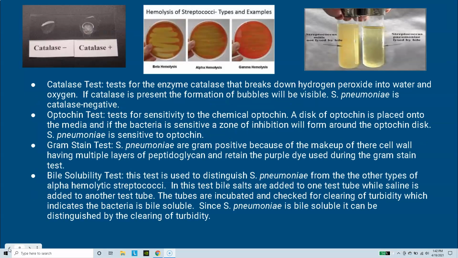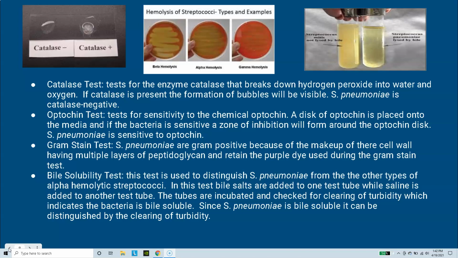The catalase test tests for the enzyme catalase that breaks down hydrogen peroxide into water and oxygen. If catalase is present, the formation of bubbles will be visible. Streptococcus pneumoniae is catalase negative. The optochin test tests for sensitivity to the chemical optochin. A disc of optochin is placed onto the media, and if the bacteria is sensitive, a zone of inhibition will form around the optochin disc. Streptococcus pneumoniae is sensitive to optochin.